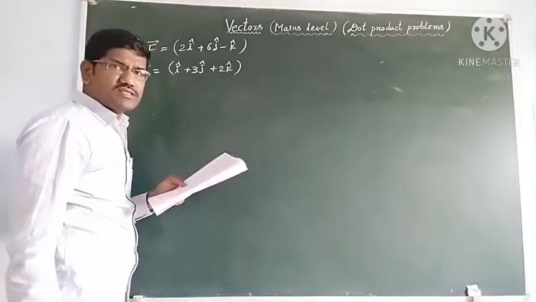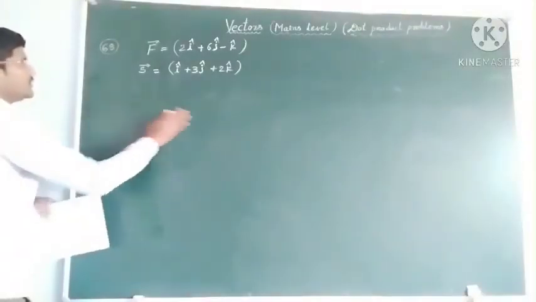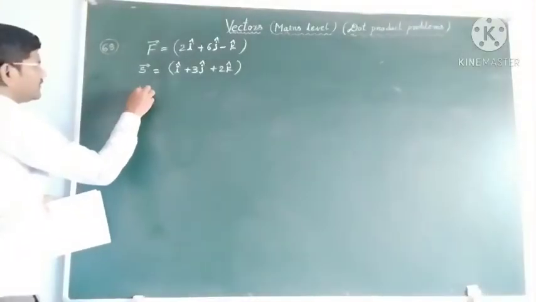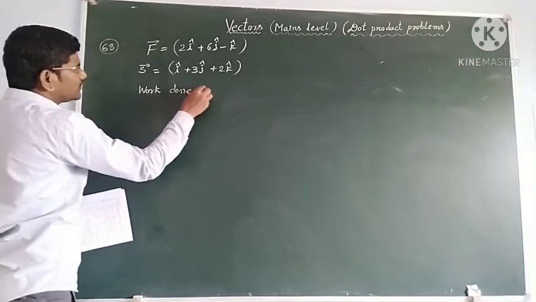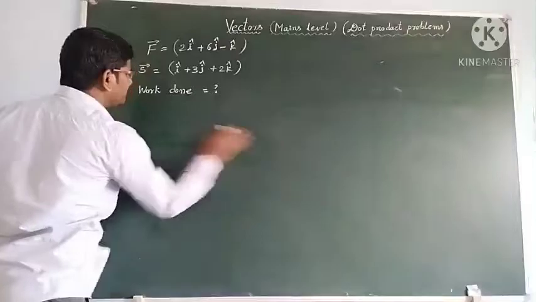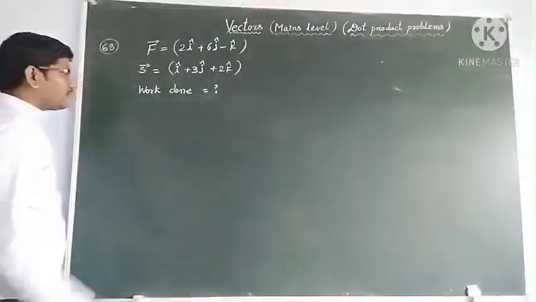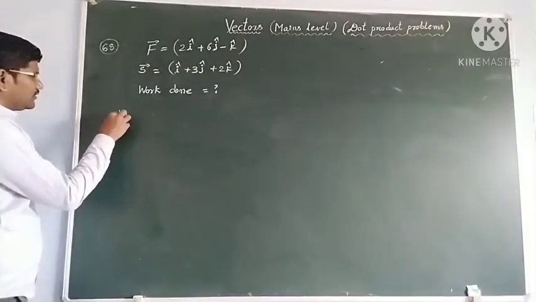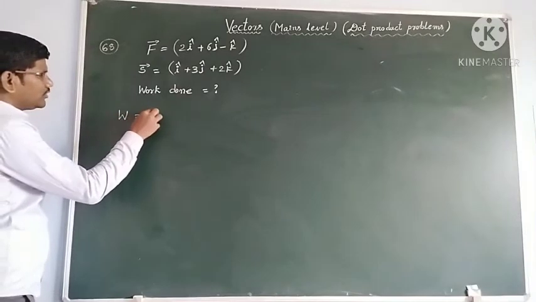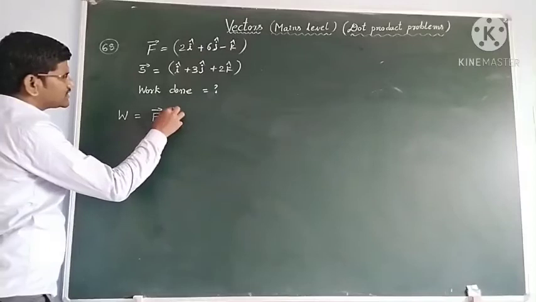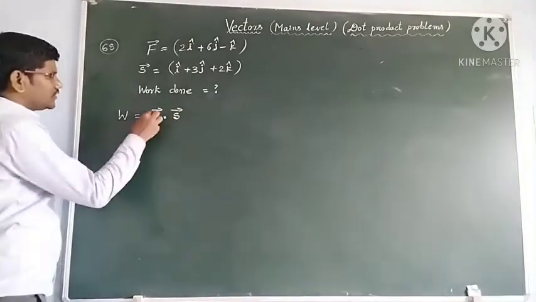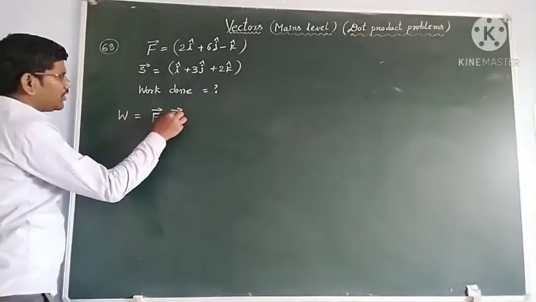Then the question is to find the work done. From the formula of work done we know that work is equal to the dot product of force and displacement. So F bar dot S bar.